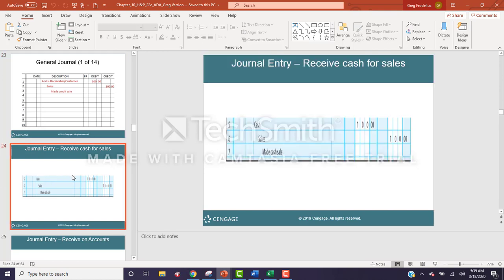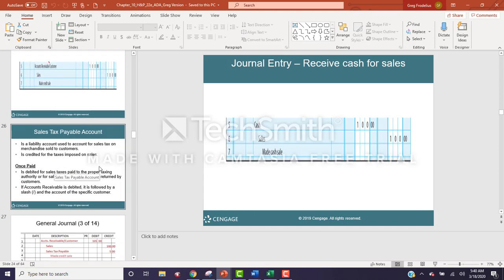Of course, same concept with the journal entry. If we received cash for the sale, we debit the cash, because we're bringing in cash, and we credit the sales. Whether you write these descriptions on here or not is completely up to you. That is mainly for your information, maybe to keep straight in your head what we're doing in that particular journal entry.